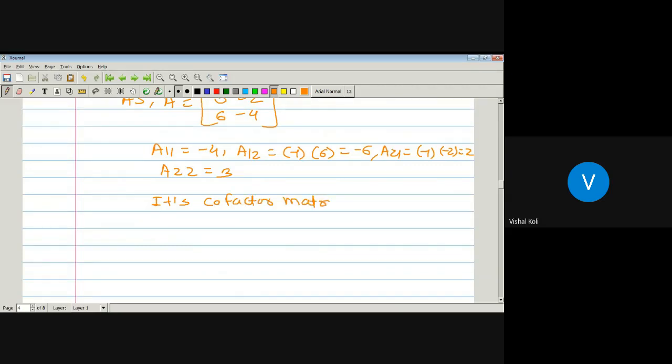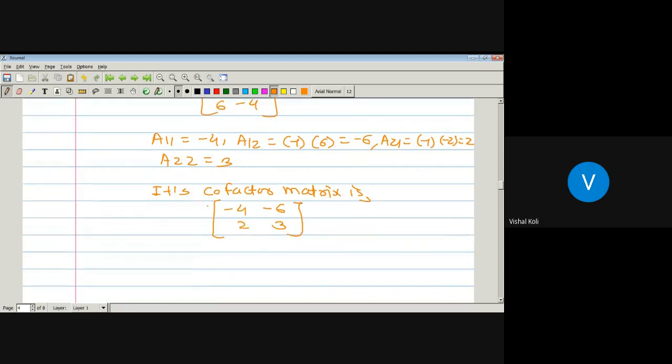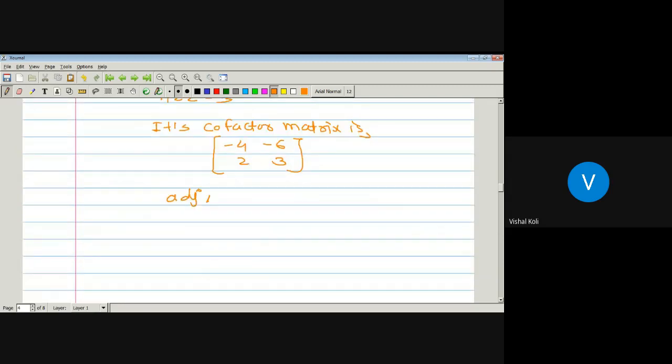The cofactor matrix is this one: minus 4, minus 6, 2, 3. Now, adjoint of a matrix A is equal to the transpose of this matrix. Transpose of this matrix minus 4, minus 6, 2, 3 is equal to minus 4, 2, minus 6, 3. So this will be our adjoint of matrix A.